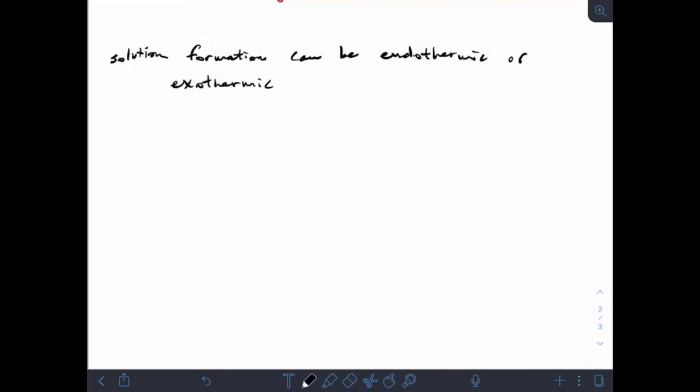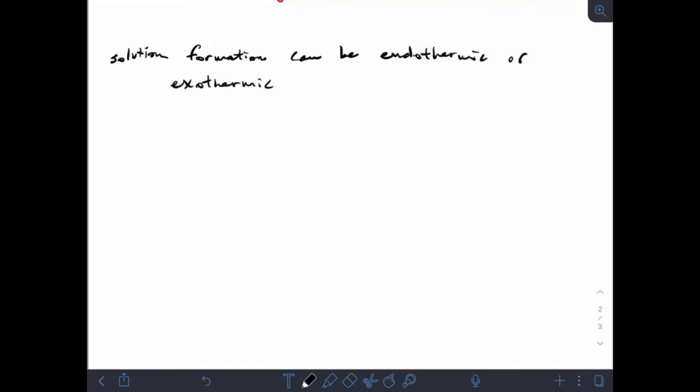Right? So solution formation can be endothermic or exothermic. Okay? And just to refresh your memory, endothermic means that energy is going in. Exothermic means that energy is coming out. So either we're absorbing heat from the surroundings or releasing heat to the surroundings.